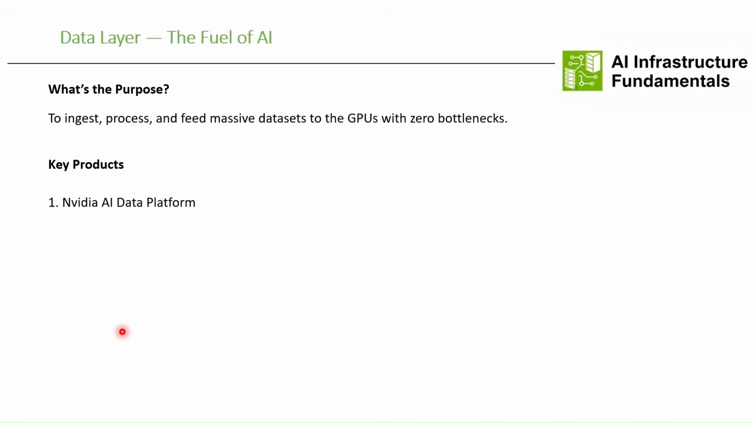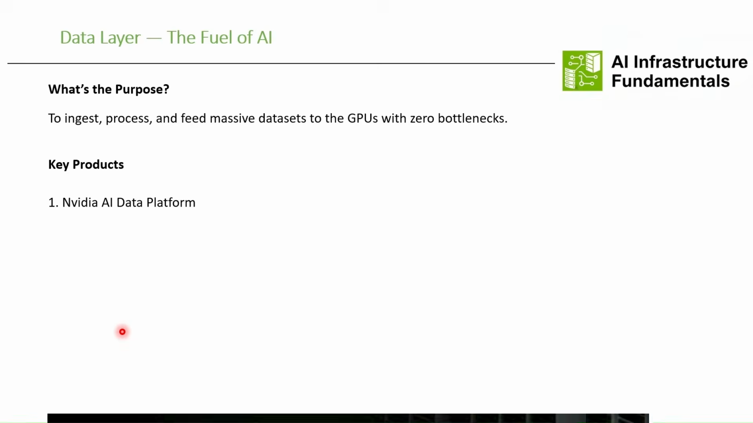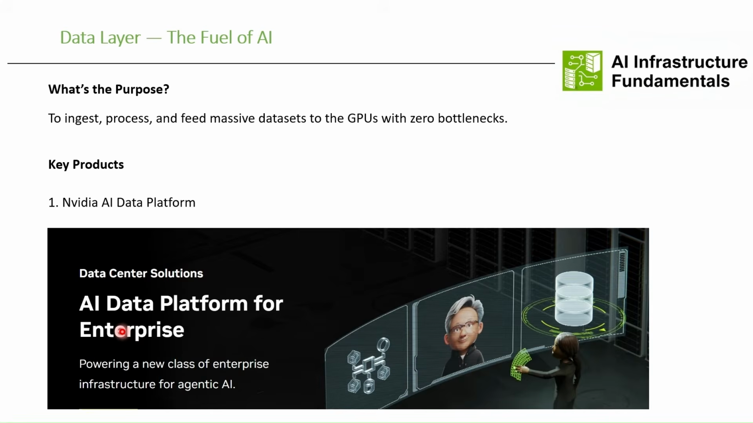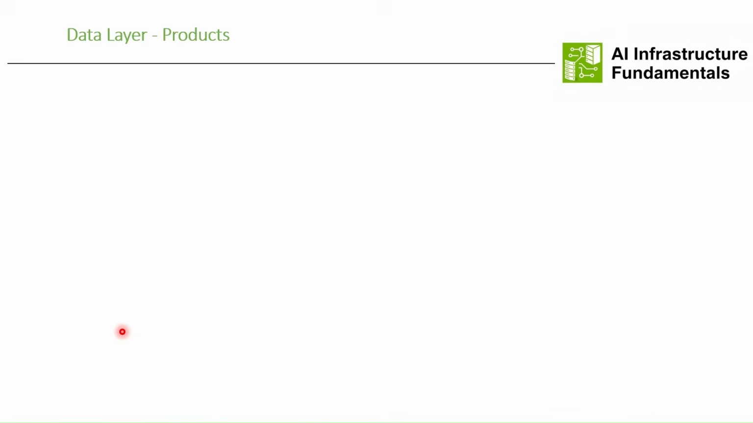Okay, so what are the key products here? What is it that NVIDIA is offering in this layer? NVIDIA AI Data Platform. NVIDIA Data Platform is the platform that NVIDIA is offering in this layer. It's an enterprise class infrastructure designed for AI or agentic AI workloads. That's the first thing. The second thing is Magnum GPU Direct Storage.